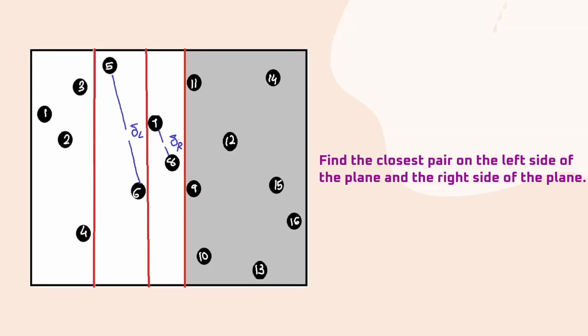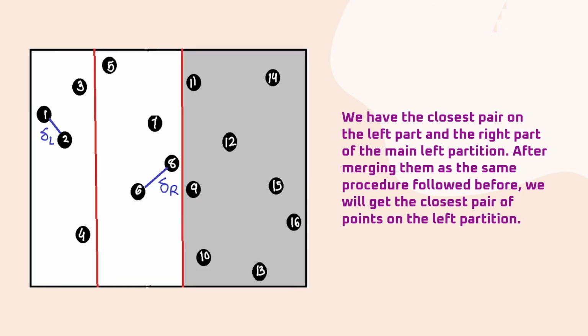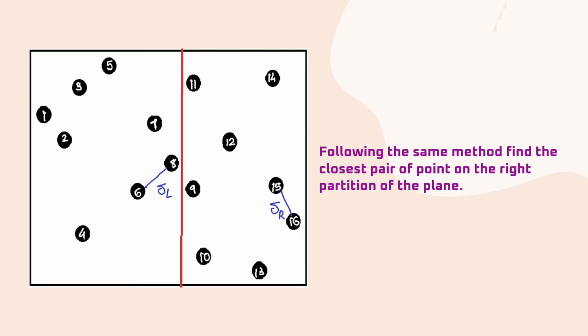Now we will find the closest pair on the left side of the plane and the right side of the plane. Then we will merge this part as shown before with the right part of the main left partition. Now we have the closest pair on the left part and the right part of the main left partition. After merging them as in the same procedure followed before, we will get the closest pair of points on the left partition. Following the same method, we will find the closest pair of points on the right partition of the plane.